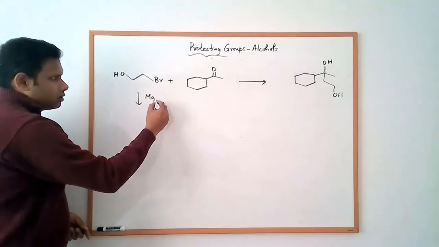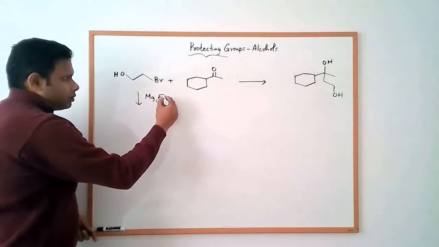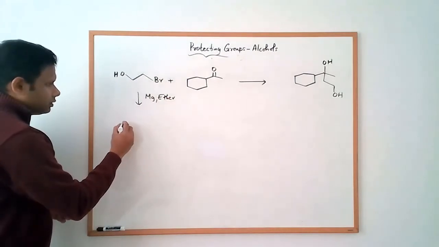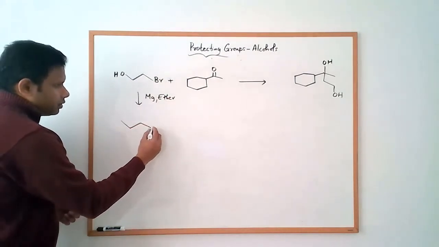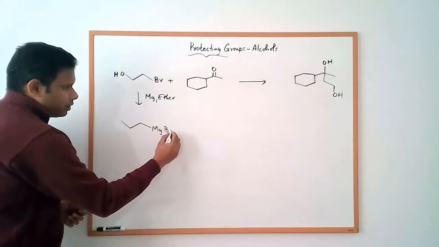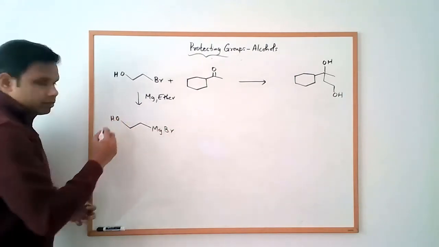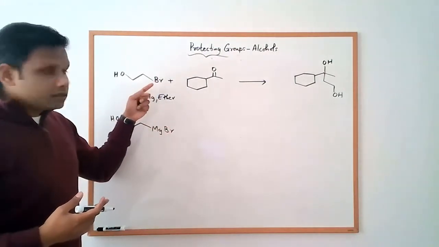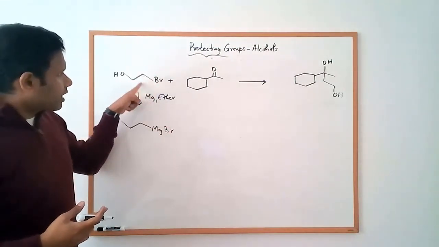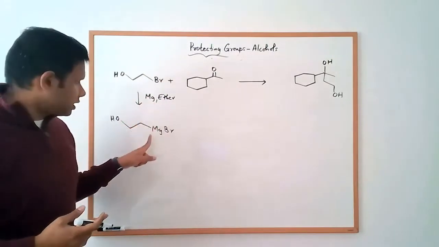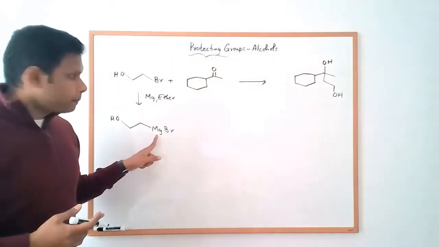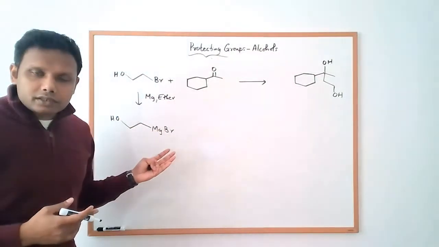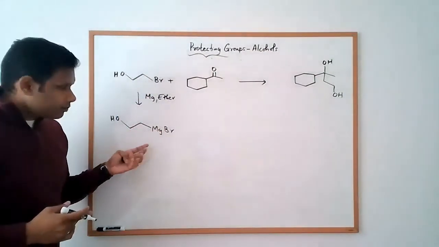So I can react this with magnesium in the presence of ether, okay? And in principle, we should be able to make a Grignard here, because recollect that Grignards are made by the reaction of alkyl halides with magnesium. That's how you make a Grignard reagent. So we should, in principle, be able to make a Grignard like this. But look at this Grignard.